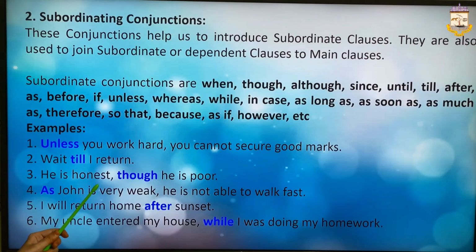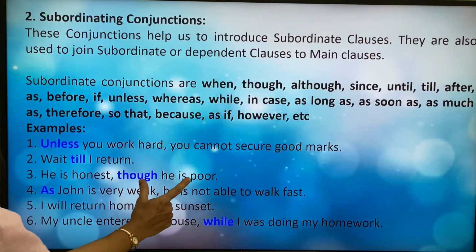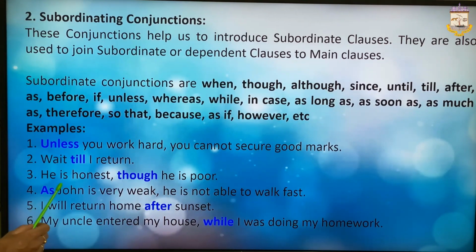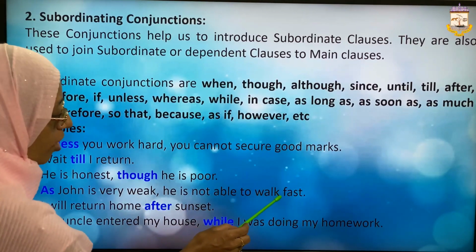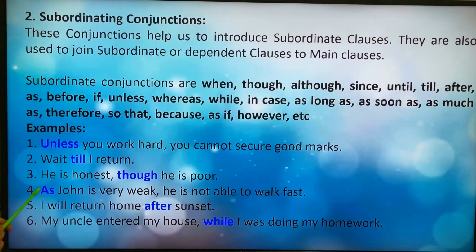He is honest, though he is poor. Though here is a subordinating conjunction used for contrast again. He is honest. Both are contradicting points. He is honest, though he is poor. As John is very weak, he is not able to walk fast. In this sentence, he is not able to walk fast is the main clause and as John is very weak is the subordinate clause because it has the subordinating conjunction as.